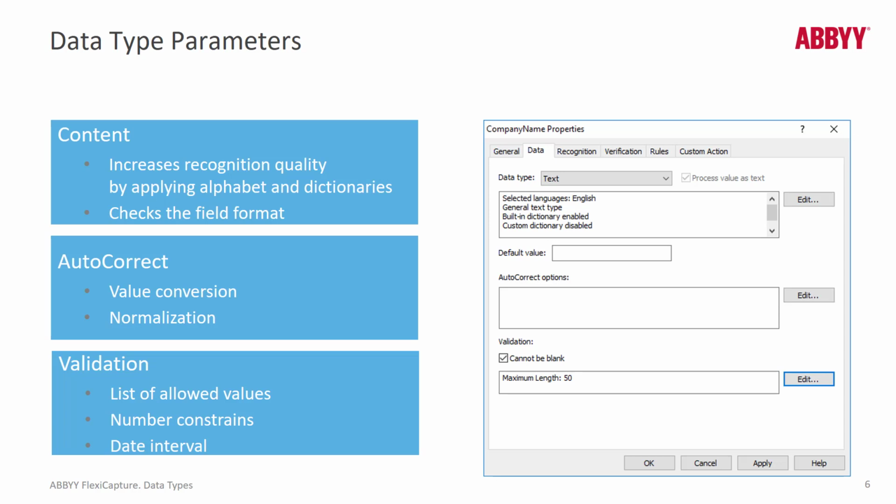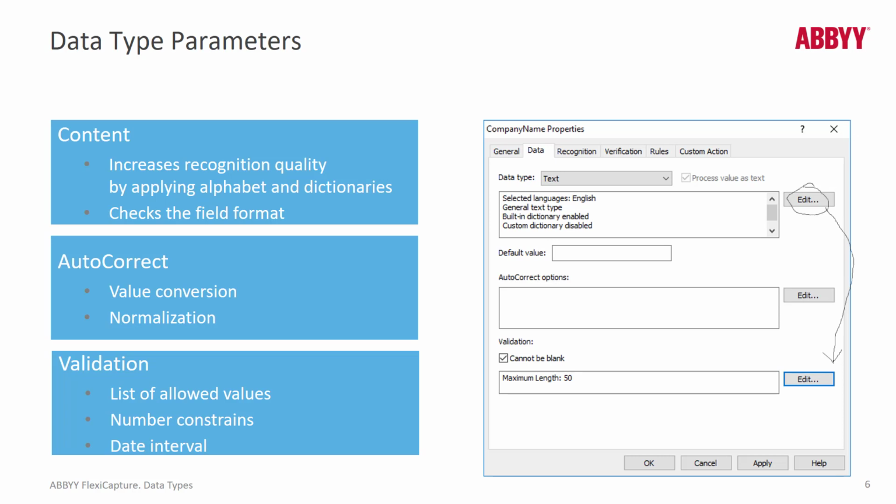So how these are linked: if I selected a date data type right here, and then click this edit button down here, the interface would adjust and it would say, would you like to specify a certain date range? And when you think about date ranges and OCR problems, a valid date range could really catch OCR problems that you might not otherwise catch.